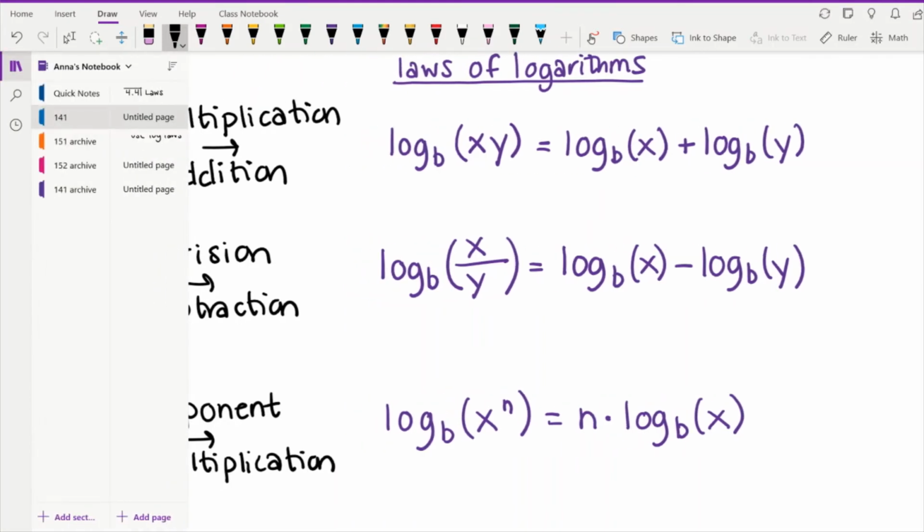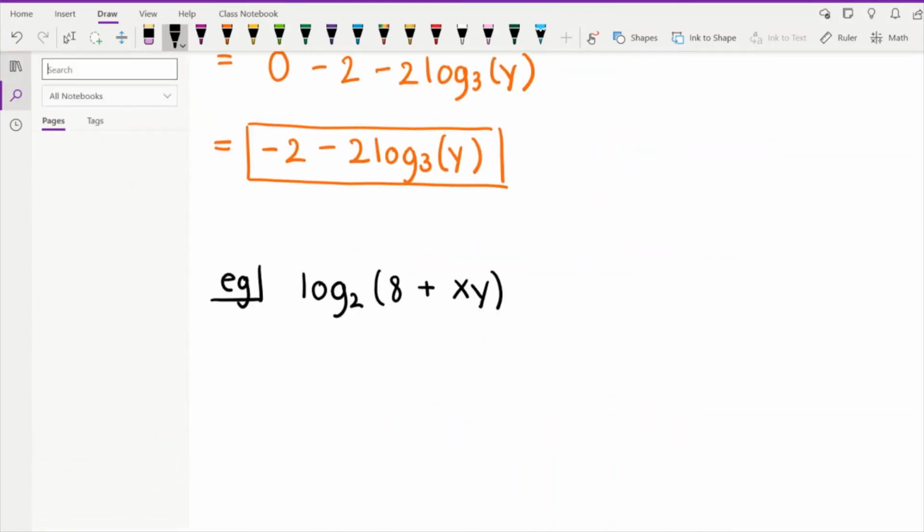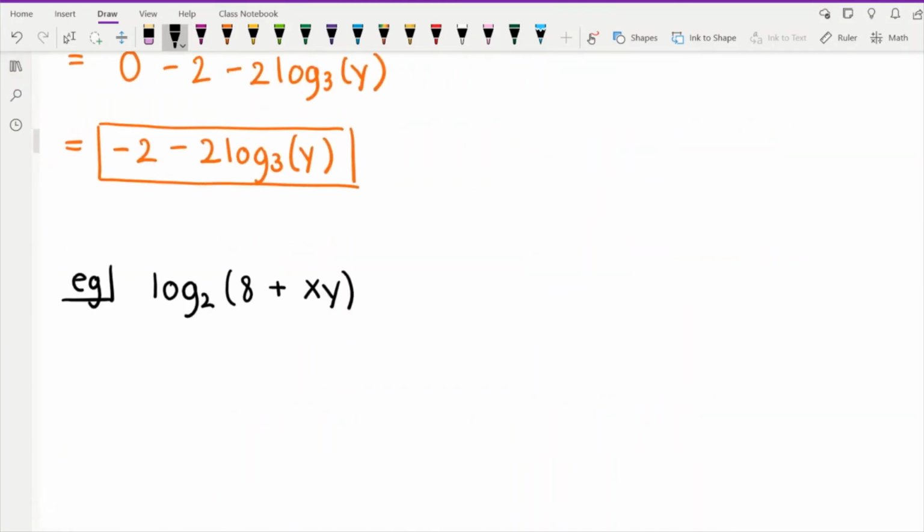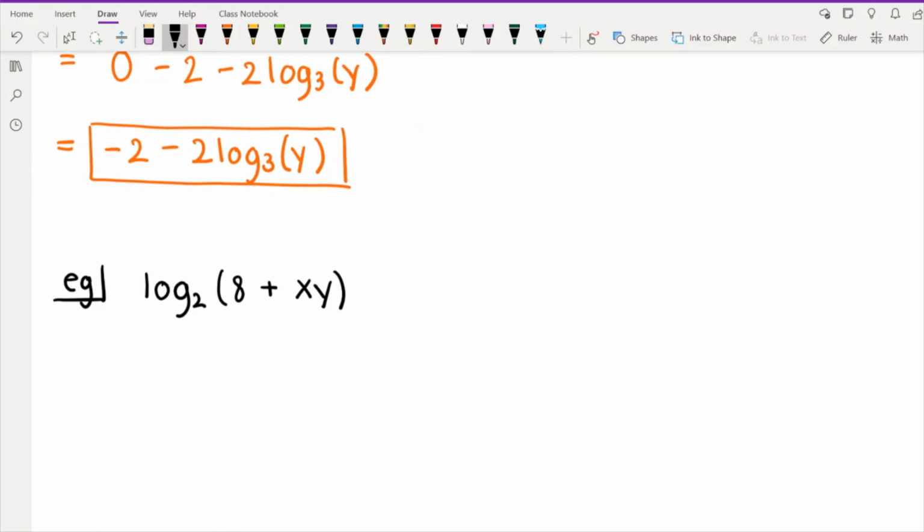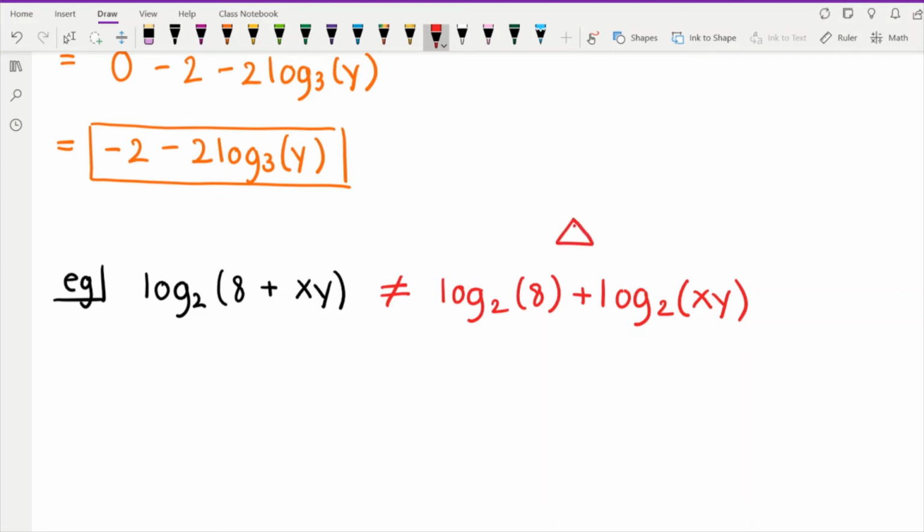We do not have any rules that tell us about taking a logarithm of a sum and breaking it up. So this is not equal to log base 2 of 8 plus log base 2 of x times y. It does not work like that. I'll put a little warning symbol because this is a very common mistake to make. So why doesn't it work like that?